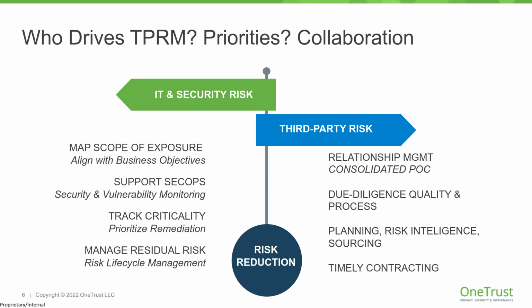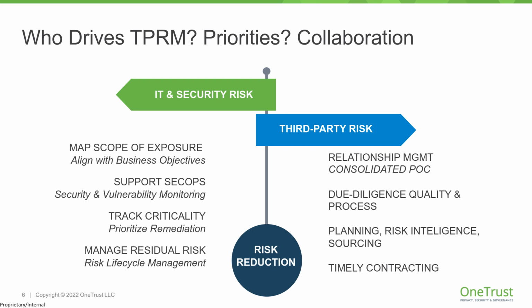And this is a great opportunity for synergies between the IT and the third-party risk team, sharing data from the IT risk function to help inform and reinforce who our tier one or critical vendors are based on our broader IT ecosystem, their associated risks, and their associated business functions. So if you look at the screen here, as an IT risk manager or a key information security or system owner, some of my responsibilities would include mapping scope of exposure, supporting security operations, tracking criticality, and managing the residual risk, the life cycle of that risk management over time.